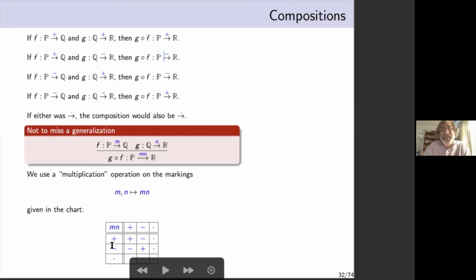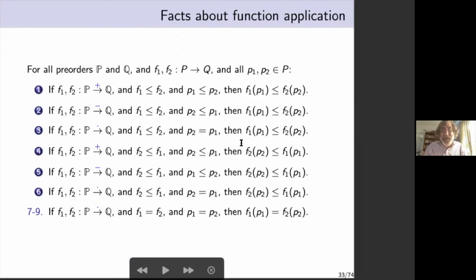And everybody, the math guys, will see that this is just an isomorphic copy of multiplying negatives and positives. So it's basically that. So here's the way: if F goes from P to Q with a marking M, and the marking could be either plus, minus, or the dot, and N goes from Q to R with the marking being dot, then we compose them, and the result has the marking MN, which is given by this chart at the bottom.